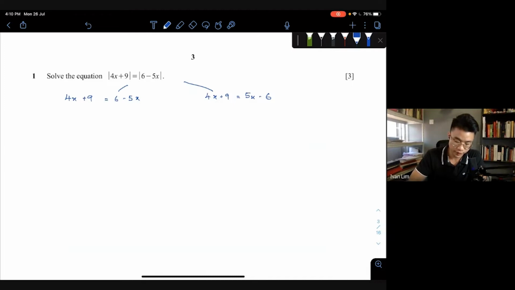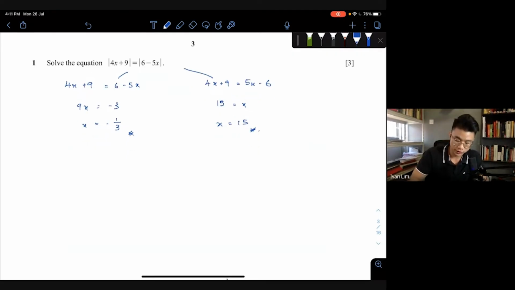4x plus 5x, so 9x equals to 6 minus 9. You get minus 3. And this one you get x equals to negative 1 over 3. Then for this one, 9 plus 6, you get 15 is x. So x equals to 15. You all can go and square both sides also. Marcus, you did square both sides, is it? 4x plus 9 squared equals 6 minus 5x squared, also can. All right, so let's just double check.